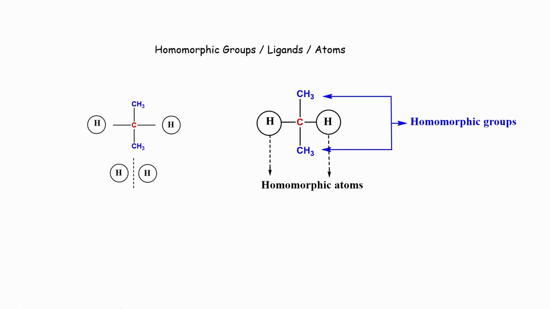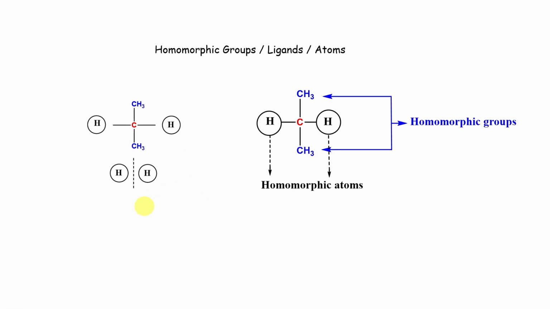See, for example, this hydrogen upon isolation from the molecule is identical, a superimposable mirror image, and thus the hydrogen atoms are homomorphic atoms. Methyl groups similarly are identical, and upon isolation they are superimposable mirror images of each other. Thereby methyl groups are homomorphic groups in this molecule.